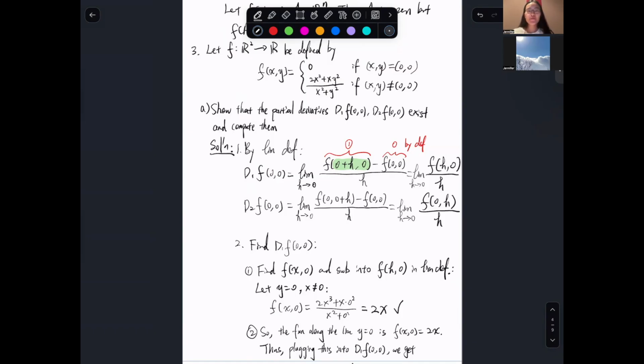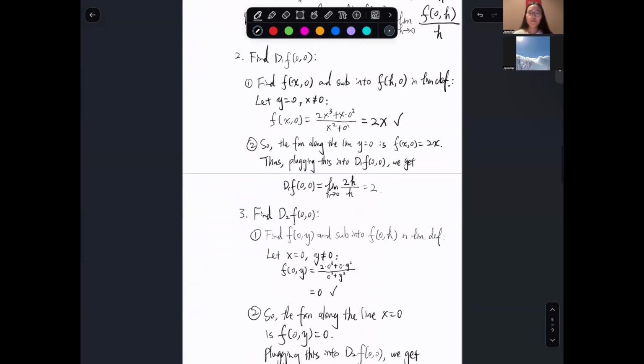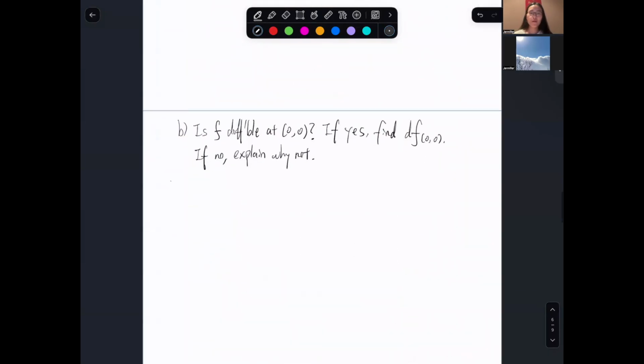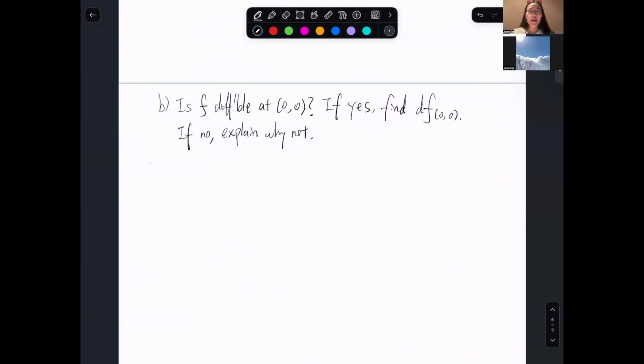Last time we covered part A of this question, where we found what the partial derivatives are and computed them. So for part B, we have another interesting question. It asks, is f differentiable at (0, 0)? If yes, find df at (0, 0). If no, explain why not.